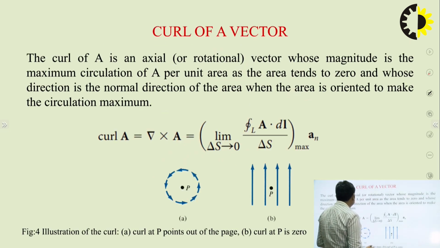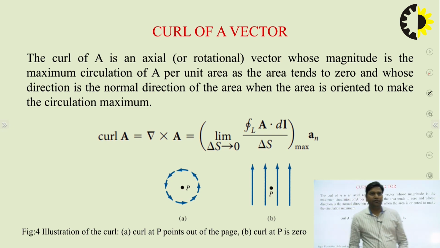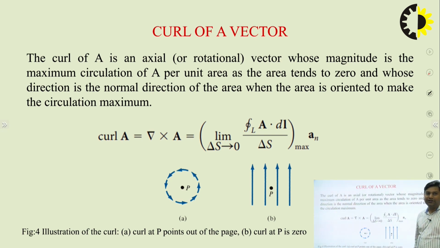Next question, what is the meaning of curl of a vector? Curl of a vector A is defined as the rotational vector whose magnitude is the maximum circulation of vector A per unit area, where the area is tending to 0, and whose direction is the normal direction of the area when the area is oriented to make the circulation maximum. Particularly, the curl of a vector tells whether the vector is rotational or irrotational. If I can say the vector is irrotational, that means the curl of that particular vector should be 0.